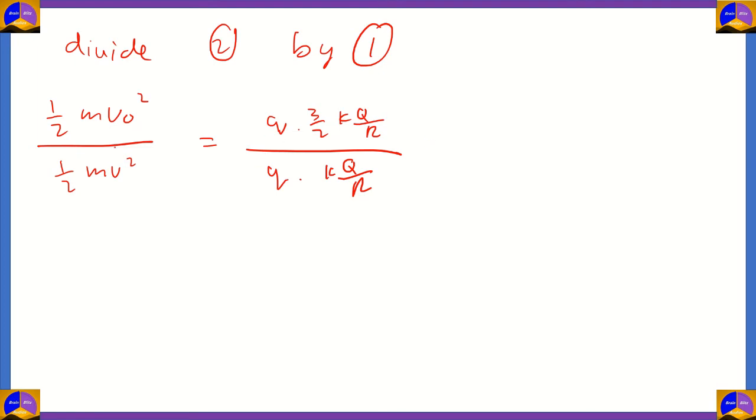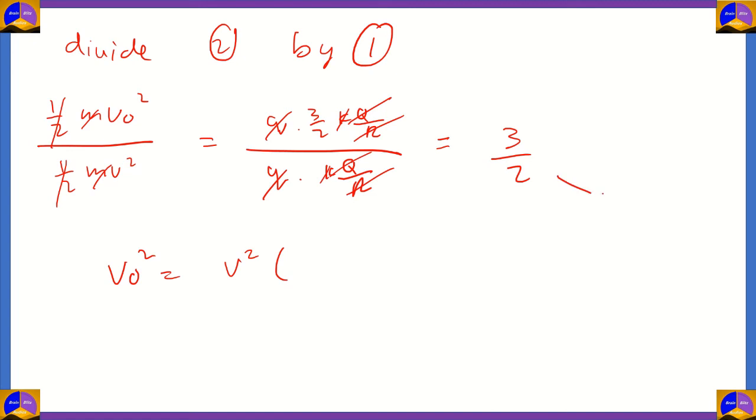So as you can see here, half gets cancelled, mass gets cancelled, the velocities don't get cancelled. The charge gets cancelled, the constant gets cancelled, and the radius and the distance as well. So therefore the ratio is 3 by 2. So v naught squared divided by v squared is equal to 3 by 2. So therefore v naught squared is equal to v squared times 3 by 2, which can be calculated as 1.5.